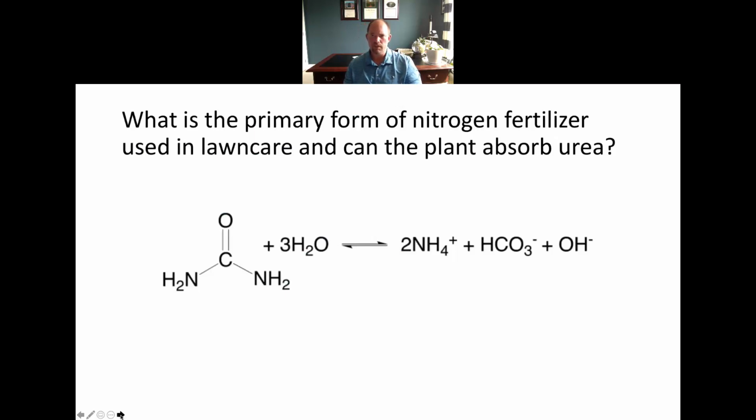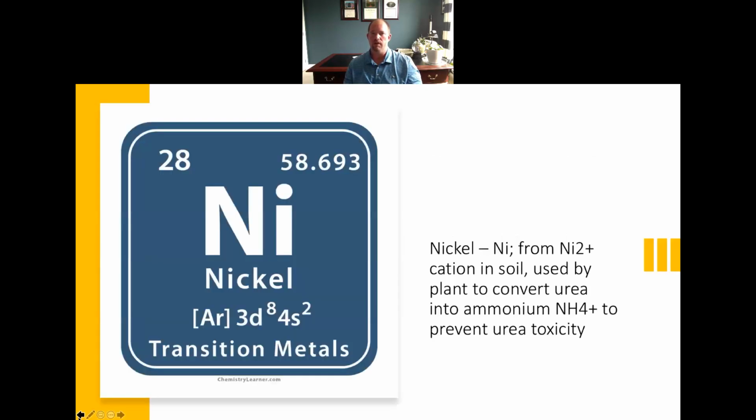So the primary form of nitrogen used in lawn care is, again, urea. And can the plant absorb urea? Yes, the urea can actually be taken up in whole molecular form by the plant. And so again, nickel, if we are running nickel deficiencies in the soil, I don't think this is something that's necessarily present on a lot of tests yet. I think you do have to test for it separately.